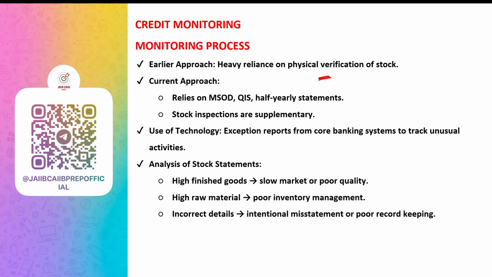Now, how does stock analysis help? High finished goods stock could mean slow sales or poor quality products. High raw material stock may indicate poor inventory management. If there is wrong or inconsistent data, it could be due to deliberate hiding of facts or poor record keeping. So, regular discussions with borrowers about unusual findings will help to correct the problems early.